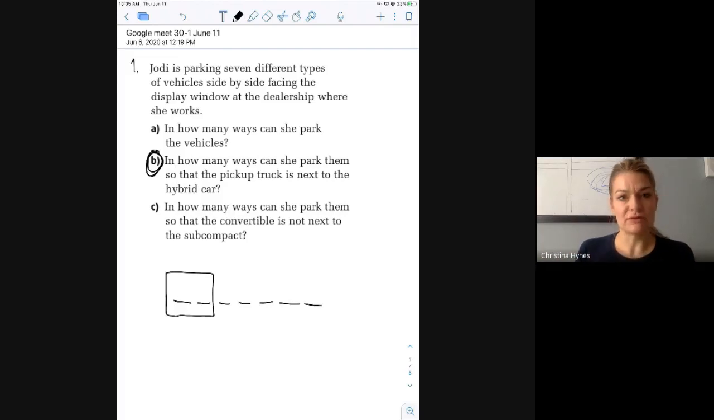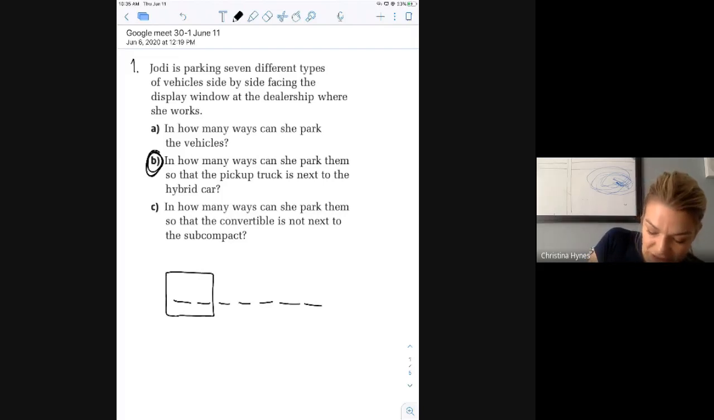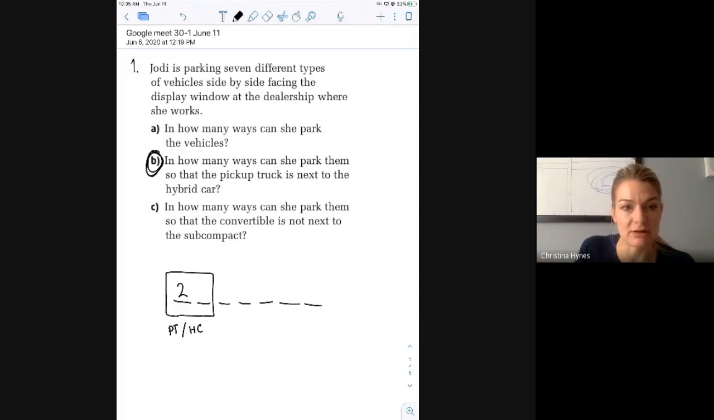So what you need to do is when you're looking at this unit of permutation combination, this is a permutation question because order matters. When you put something in a spot, it looks different if you rearrange them. So what you want to always put in the spots is how many choices you have for that spot. So for example, we know that these 2 first spots have to be the pickup truck and the hybrid car, right? So for the first spot, I have 2 choices because there's 2 cars that could potentially go in there, either the pickup truck or the hybrid truck.